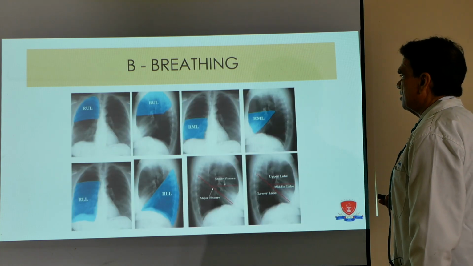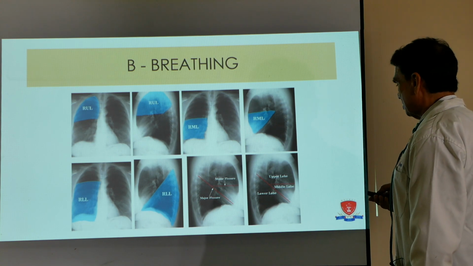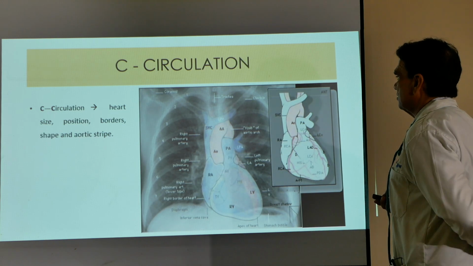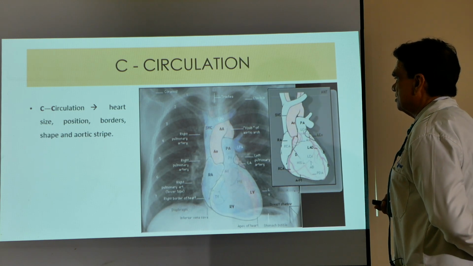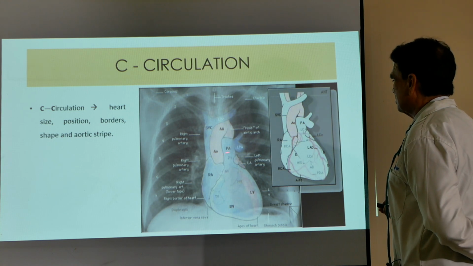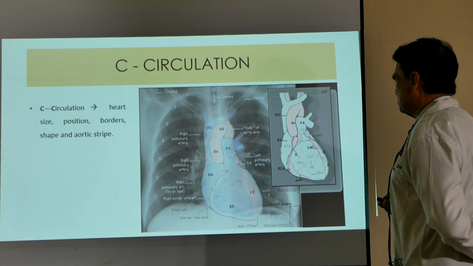These are the right lung and left lung. These are the lobes of the lungs, different lobes and different lungs. Then C stands for circulation. That is, in circulation we have to look for the heart size, the position, the border and shape of the aortic stripe.